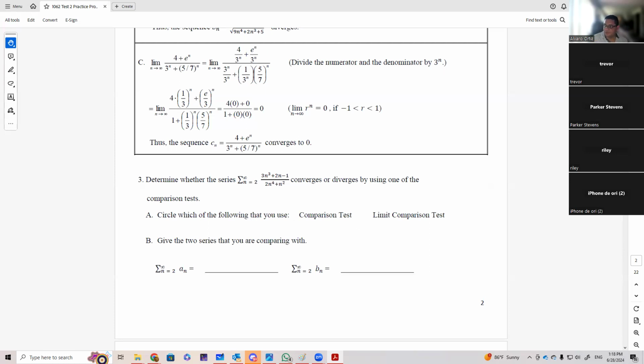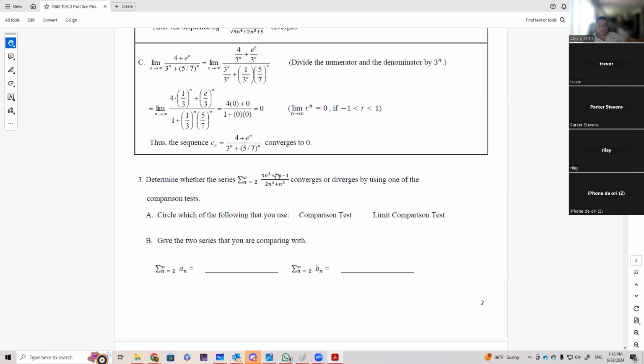Comparison test? And do you have any idea what series we can use? Do you think it's divergent or convergent, by the way? Just like a glance. Oh, I'm not really sure. I usually just go first to the comparison test and try to check that.